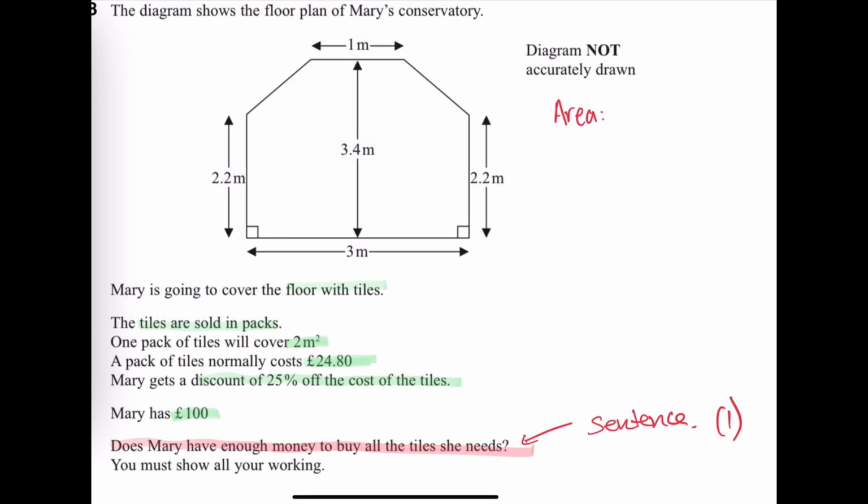We can do this by splitting the shapes however you want. I think the simplest way right now is to split it so that it is a trapezium on top and a square at the bottom. So for the square we just do 3 times 2.2, and that is 6.6. And then now we're going to do the trapezium.